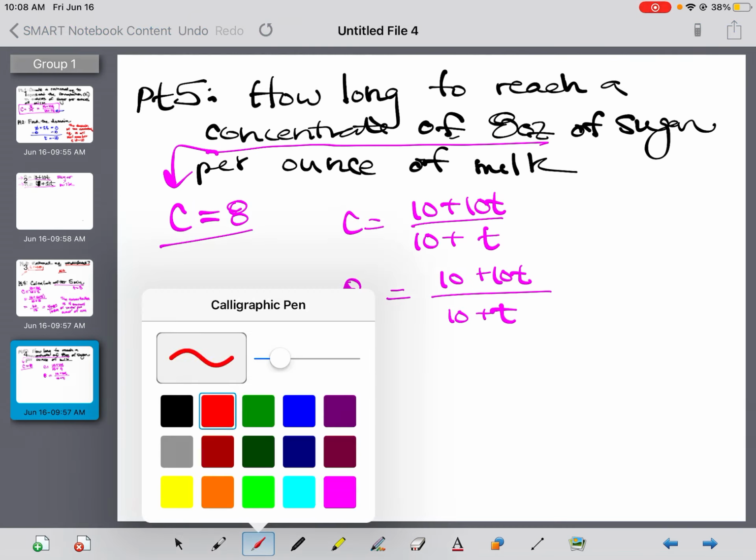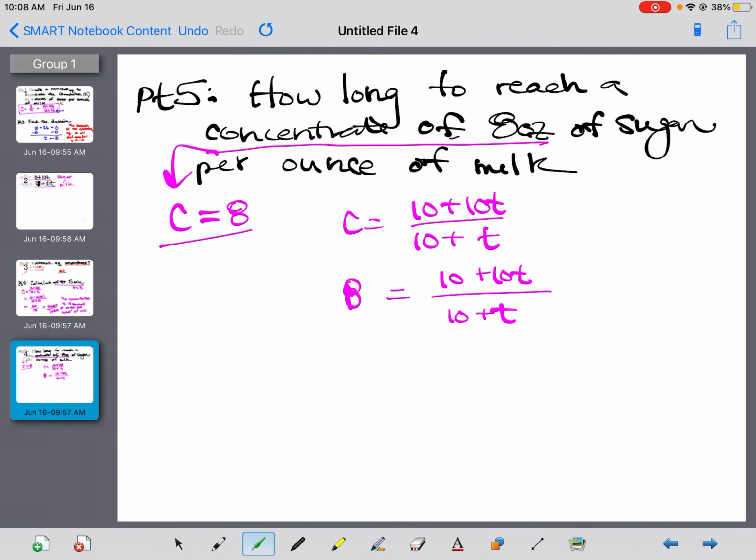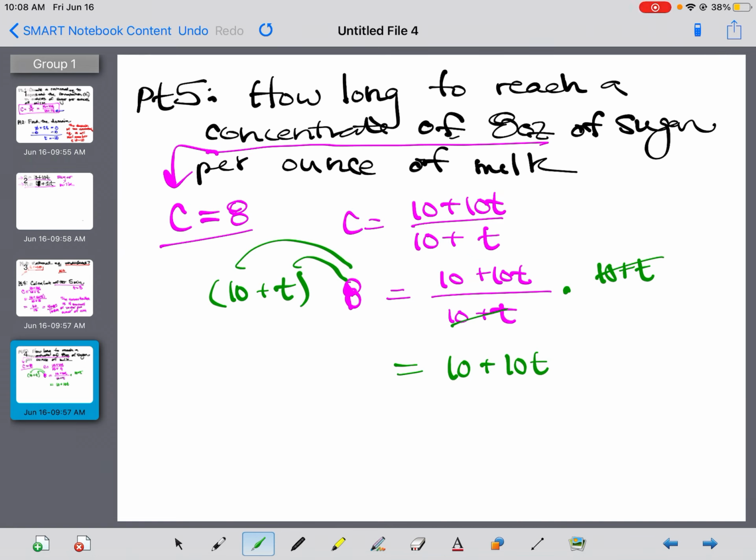The first thing I want to do is get rid of the fraction on the bottom. A fraction just means division, so what's the opposite of division? Multiplication. So I'm going to multiply both sides by (10 + t). That's going to get rid of that. Make sure you put parentheses here, because you have to distribute. So 8 times 10 is 80, and 8 times t is 8t.